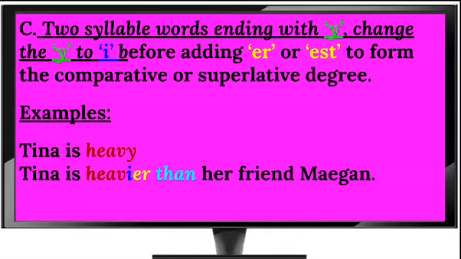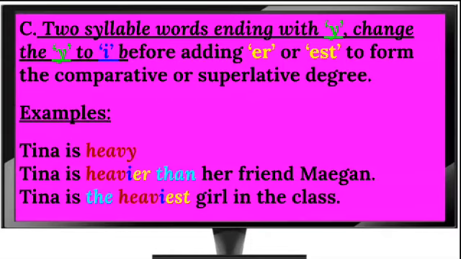So here we have our y replaced with i, and then we add our er in our comparative. Superlative, Tina is the heaviest girl in the class. So here we have where we're comparing more than two persons. So again, that y is replaced with i, and then we add our est to form our superlative degree. And note our the at the beginning of that word, heaviest.